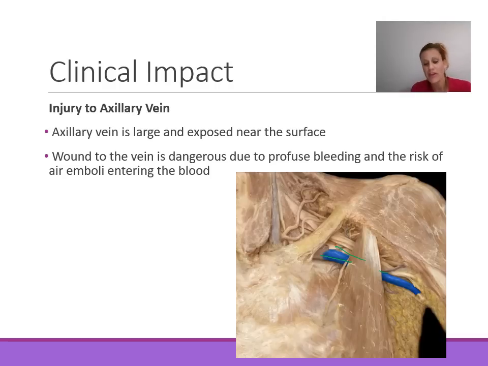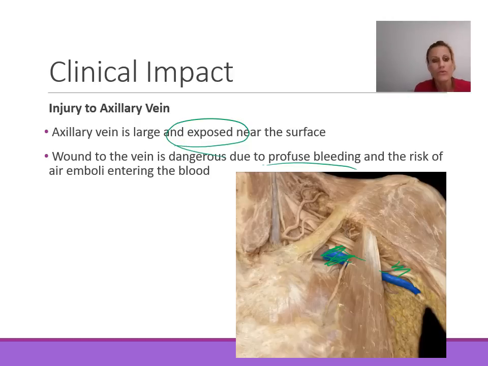The axillary vein, you can see from this, is really close to the surface. There is not much tissue in some of these areas between the vein and the surface of the skin of the body. It's also really big. So the axillary vein is highly exposed and can be injured. The problem with injuring or puncturing the axillary vein is one, profuse bleeding. It's a really big vessel, so it does bleed quite a bit.